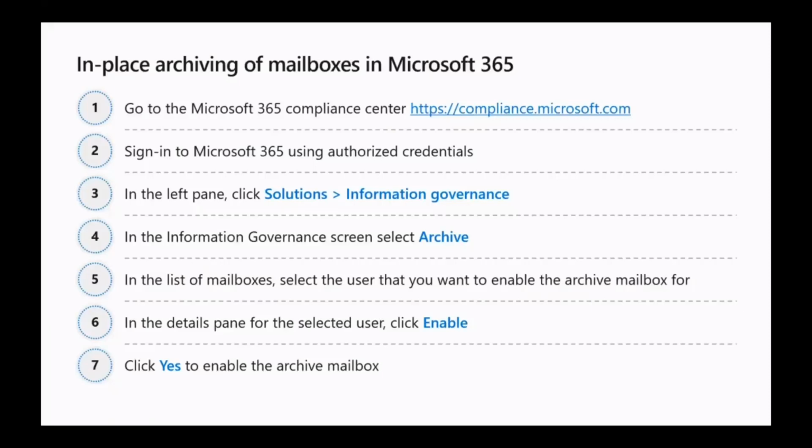In the left pane, you can click on Solutions and then go to Information Governance. In this section, you need to select Archive. And then in the list of mailboxes, you need to select the user that you want to enable the archive mailbox for. Then next, in the details pane for the selected user, you need to click Enable, and then you need to lastly click on Yes in order to enable the archive mailbox as well.